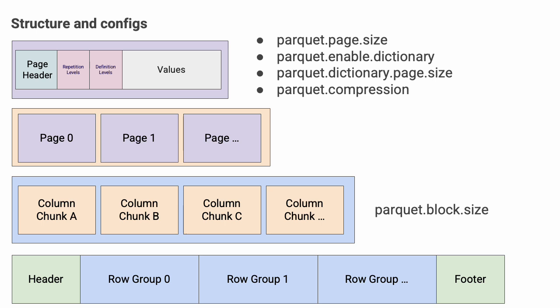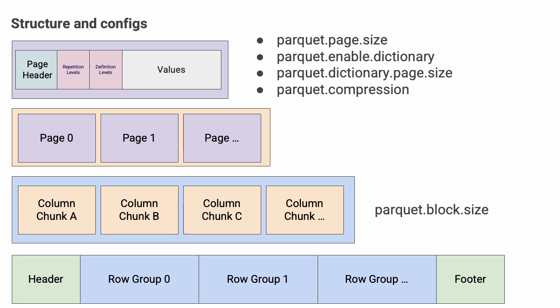There are a lot of configurations which can be applied, like what should be the size of the page. By default, it is 1 megabytes, but you can choose it. Whether you want to enable dictionary encoding or not. If yes, what should be the size of the dictionary? The size of the dictionary is also 1 megabytes by default. So if all of your unique values can fit into 1 megabytes, then it uses dictionary encoding for that column in that row group. And again, same column can be dictionary encoded in one row group, and the same column may not be dictionary encoded in the other row group. It all depends on how many unique values are there, or what is the cardinality of the column inside every row group.